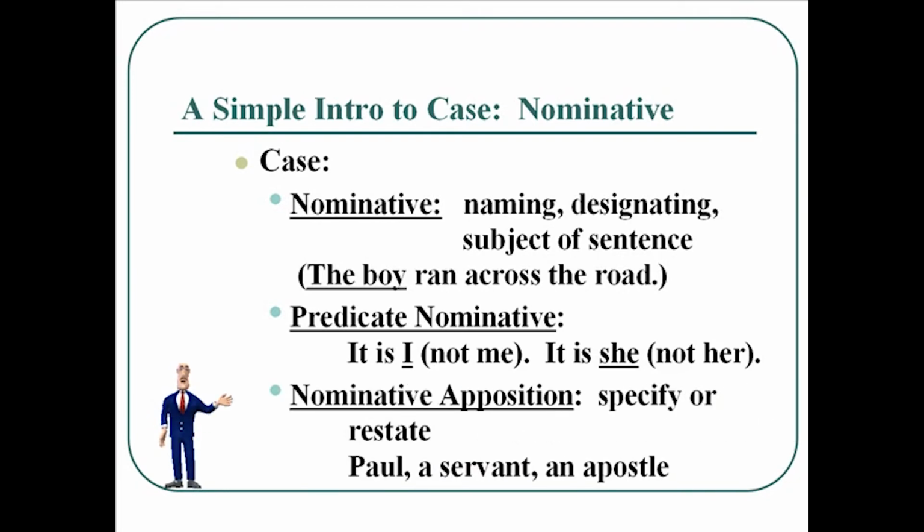The nominative also has an appositional function. And what apposition means is that it specifies or restates another nominative. So, for example, Paul, a servant, an apostle, called to be whatever. Paul, a servant, and apostle are all appositional. The servant and the apostle are appositional to Paul and restate and specify more exactly the aspect of Paul that's being developed.